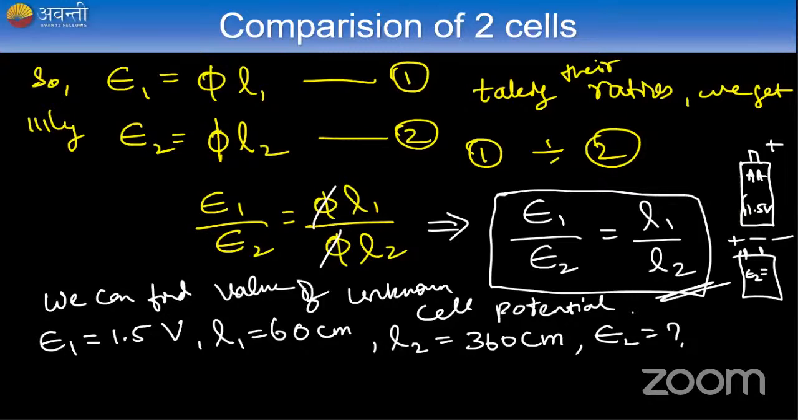So my value of E1 or epsilon 1 is 1.5 volts. Length 1 is 60 centimeters. Null point 1 is at the length 60 centimeters. Null point 2 is at the length of 360 centimeters. What is the value of my epsilon 2, or the value of my cell 2?